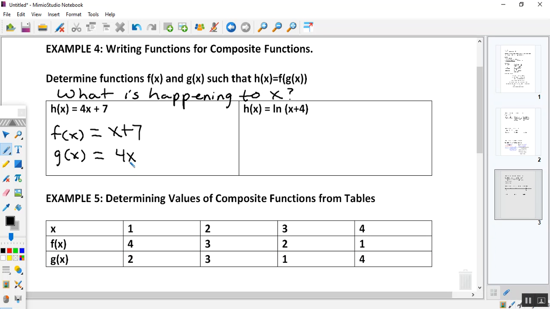I want you guys to try the next one on your own. What's happening to x, kids? Getting added 4 and then taking the natural log. See what you come up with for f and g there, and then we'll put a composite together to see if that creates h of x up there again.